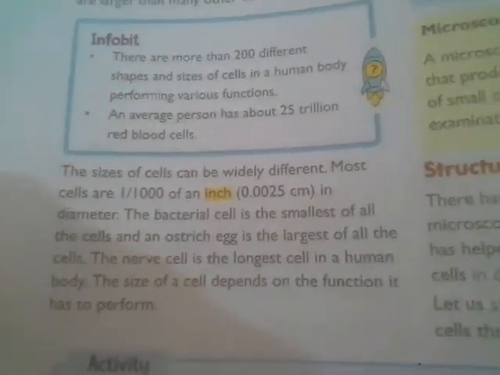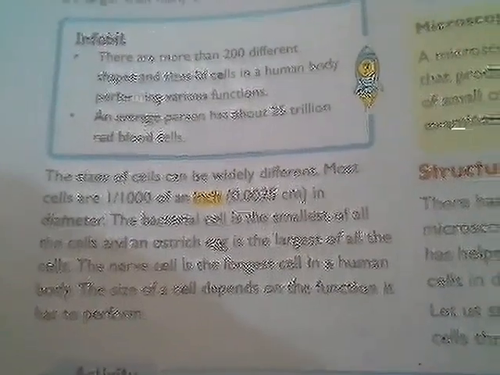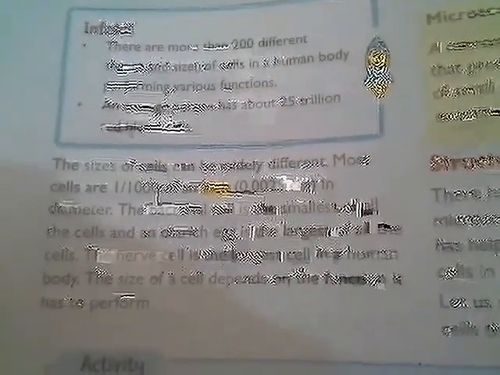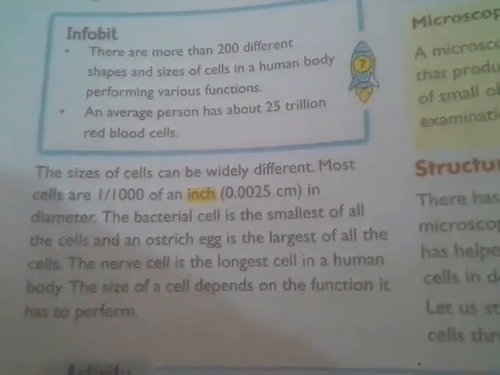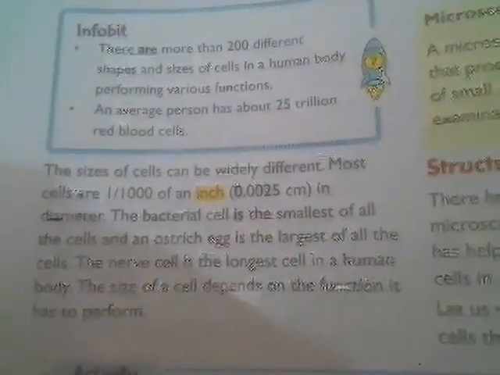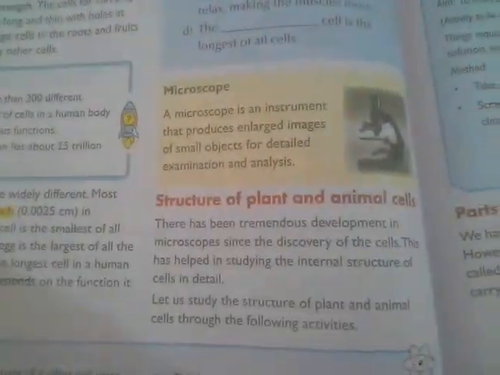The smallest cell known till now is the bacteria cell, which is a unicellular organism, having just one cell. And the largest cell is the ostrich egg. Then the longest cell in the human body is the nerve cell, from the diagram which I showed you previously.